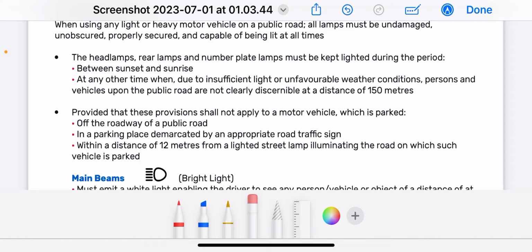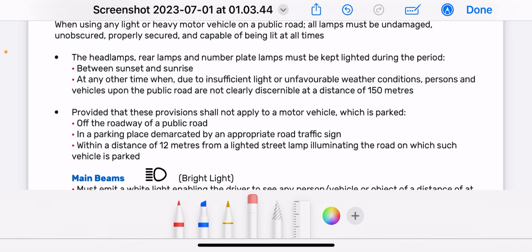At any other time, when due to insufficient light or unfavorable weather conditions, persons and vehicles upon the road are not clearly visible or discernible at a distance of 150 meters. If you cannot see 150 meters ahead of you, then you must turn on your lights, especially if it's rainy or it's snowy.